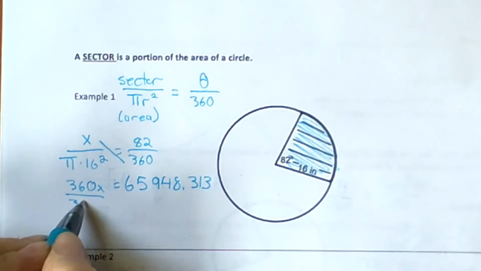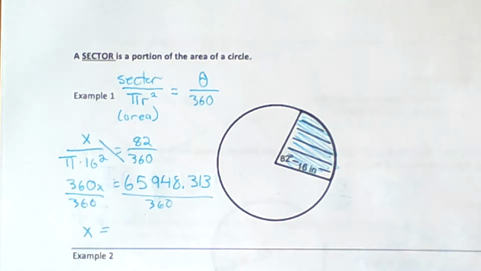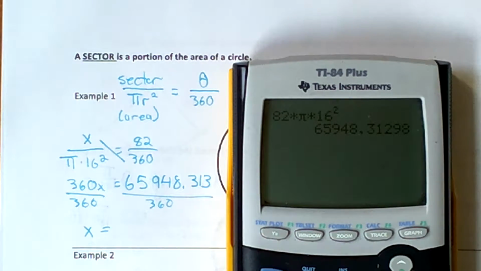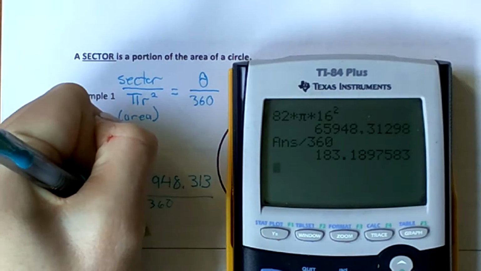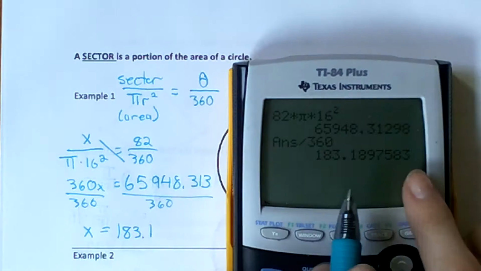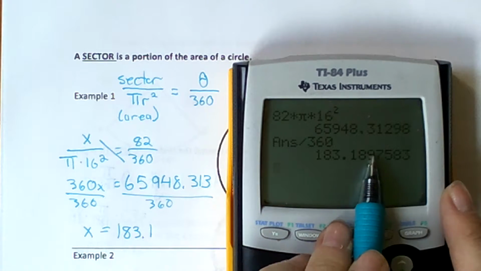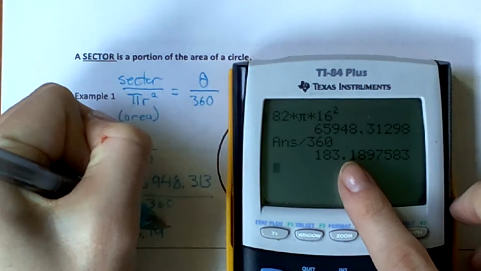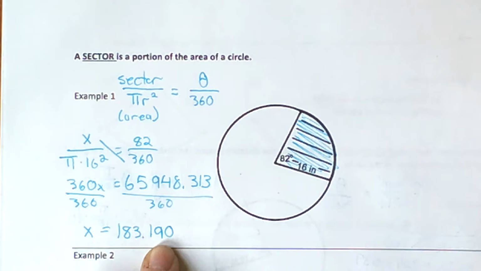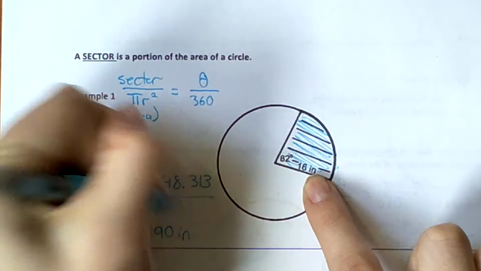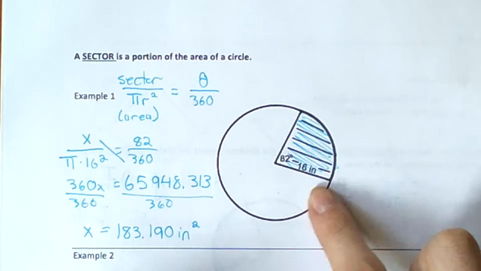Next, I'm going to divide this by 360. I get x equals 183.1. Now this gets tricky here. So I looked at the fourth digit. This is a 7, so I round up. That means this 9 is going to turn into a 10. So it's going to be 190 on that rounding. And now this time we're dealing with inches, but because we're doing an area right here, there's going to be inches squared. So area gets inches squared.